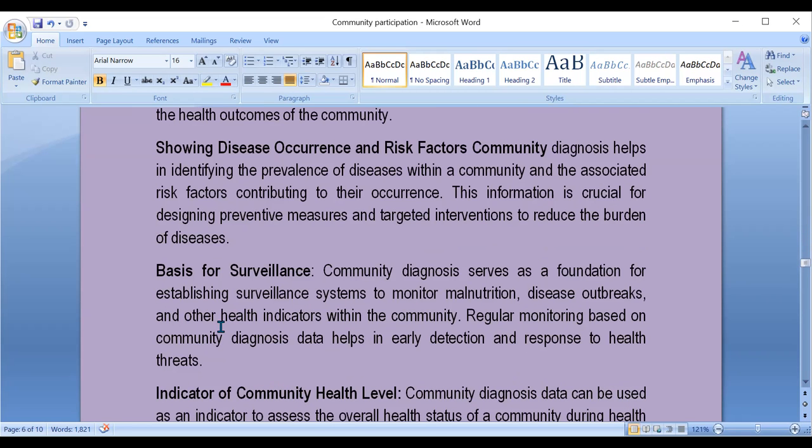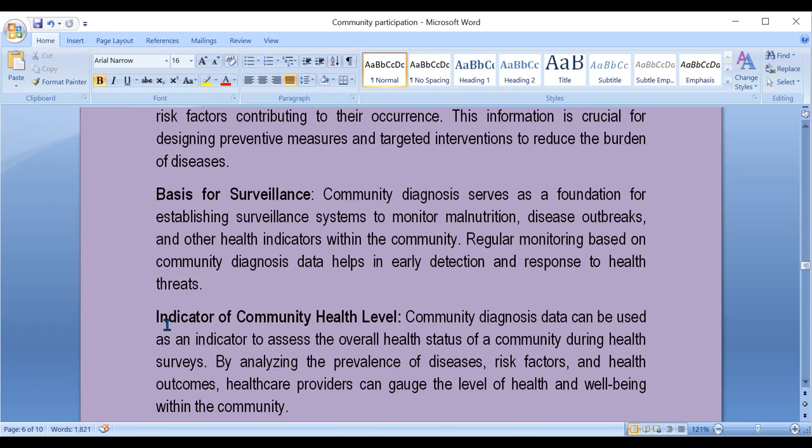Another aim is for baseline surveillance. Community diagnosis serves as a foundation for establishing a surveillance system to monitor malnutrition, disease outbreaks, and other health indicators.